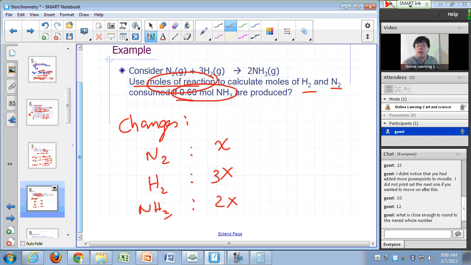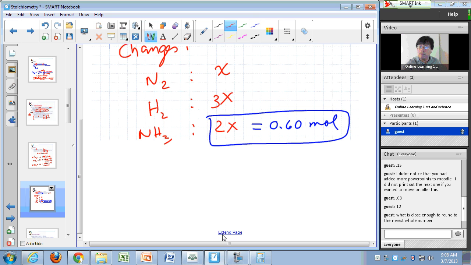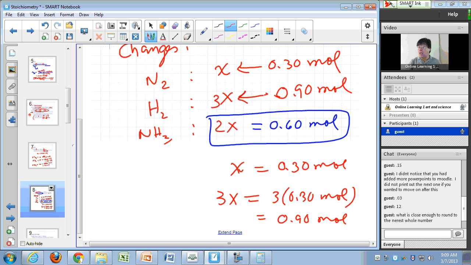So what do we know? What are we given here? We're given 0.6 moles of NH3 produced. So 0.6 must be equal to 2x. If I know 2x is 0.6, how do I solve for x? Divide both sides by 2. That's 0.30 moles. So what is 3x then? 3 times 0.30 moles, which is 0.90 moles. So that's how you would solve it.